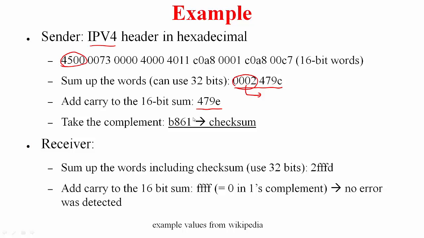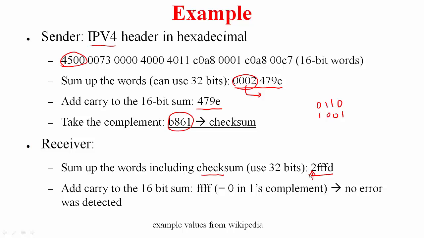Now I'm going to take the complement of this. If I take the complement of this, this is what is going to result in, and this is the checksum. Why am I taking a complement? That will become clear shortly. I presume people know what a complement is. So for example, if you have this, the complement of this is this. Basically flip the bits. So at the receiver, you take all the words, the 16-bit words that are part of the header, but this time you include the checksum also, and then you just add them up, basically using 32 bits. So if you did that, this is what you're going to get.